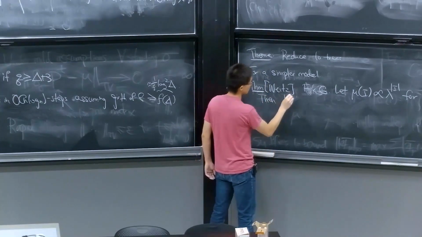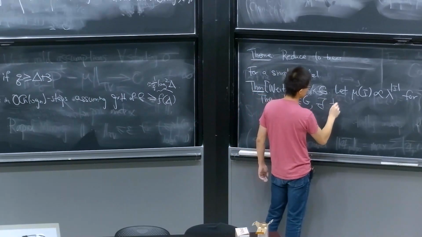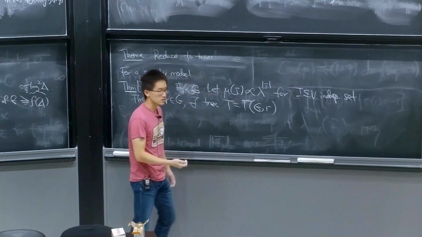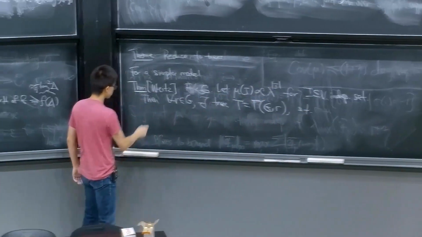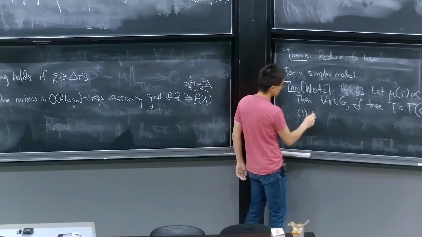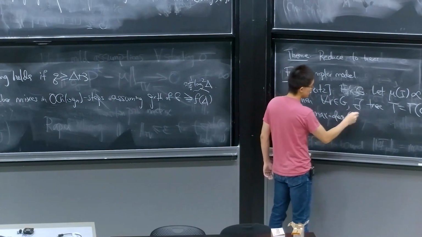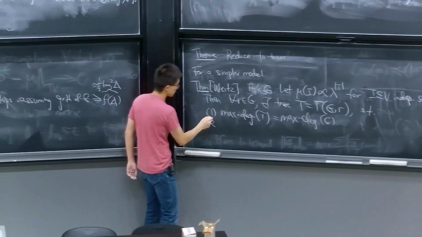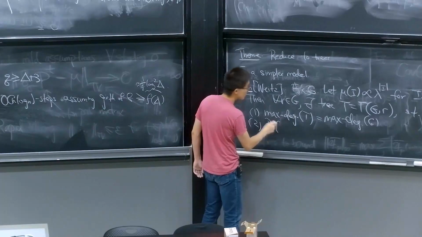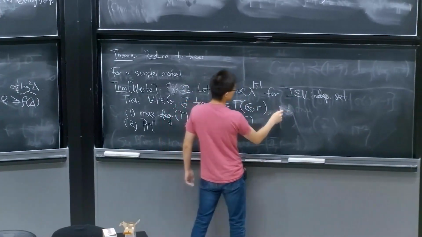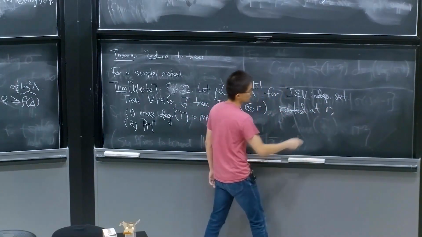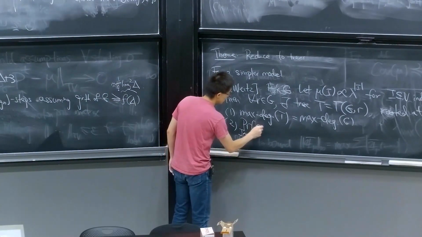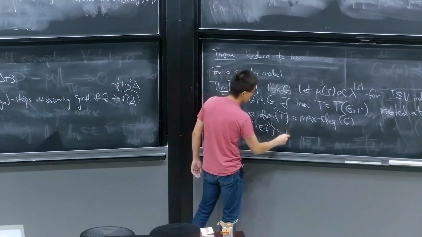Then, for a vertex R, there exists a tree T, which depends on the graph G and the choice of vertex R, such that the following holds. First, T has the same maximum degree as G. And perhaps more amazingly, T is rooted at the vertex R, such that if I sample a random independent set, the probability that the root R is in the independent set is the same as under the tree T.